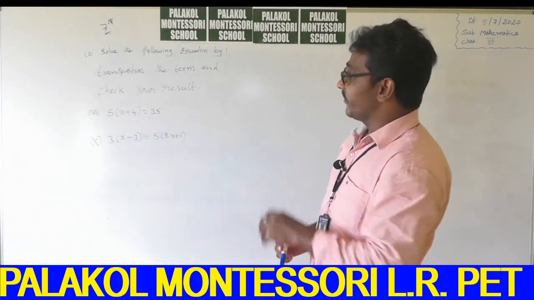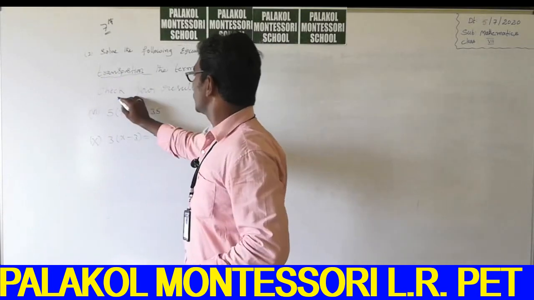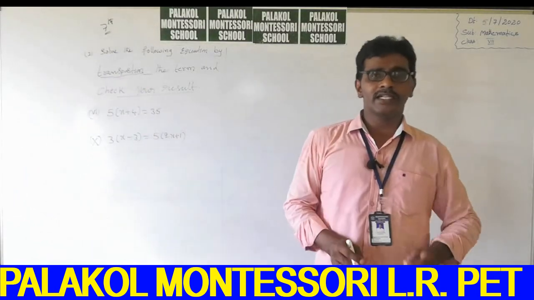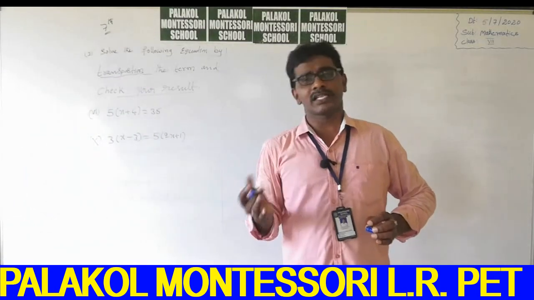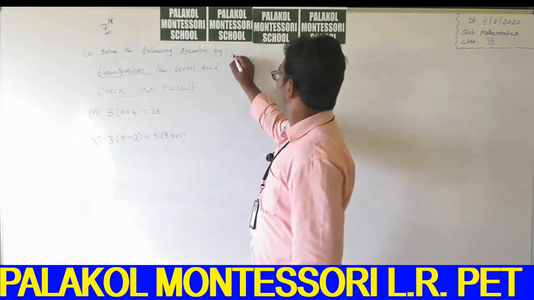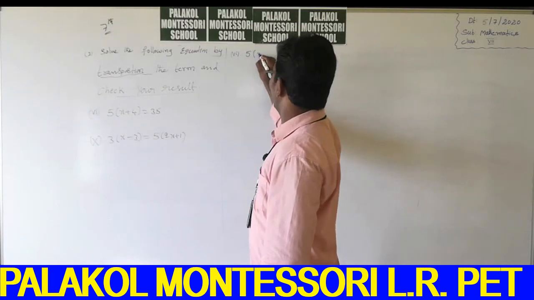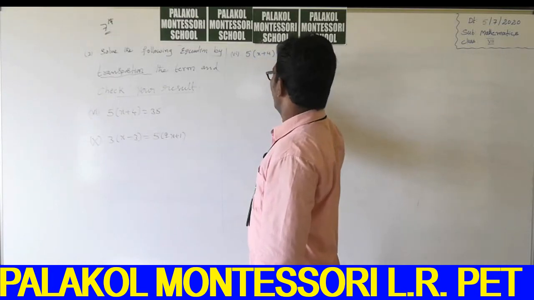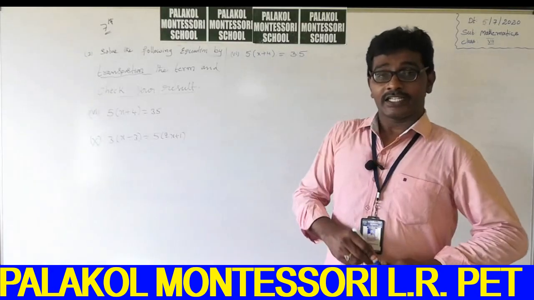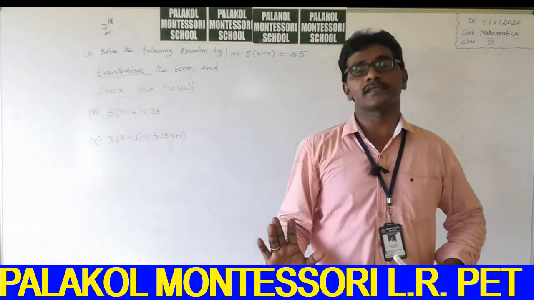Solve the following equation by transposition of the terms, check your result. The previous one I have completed only without transposing, but this one is transposing. Fifth question, first write the equation: 5 of x plus 4 equal to 35. The transposing method is very easy compared to the trial and error method, guys.